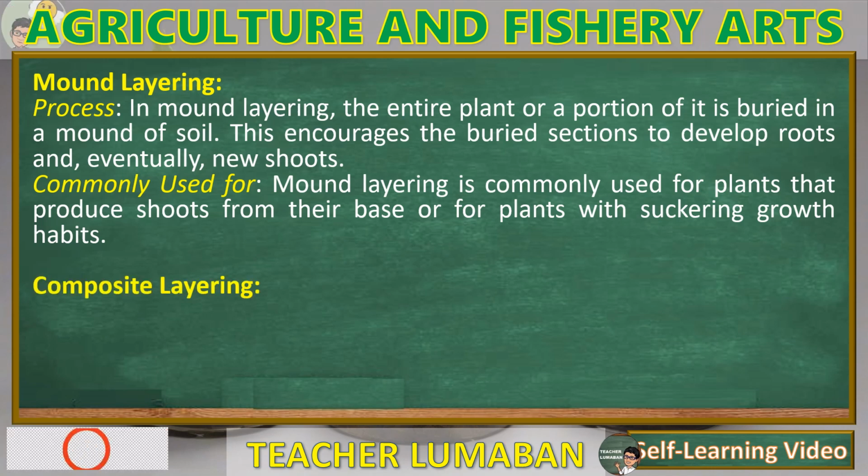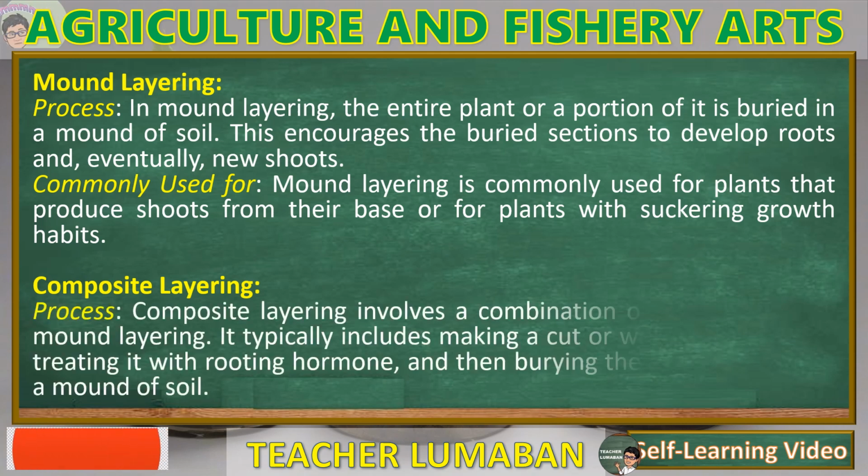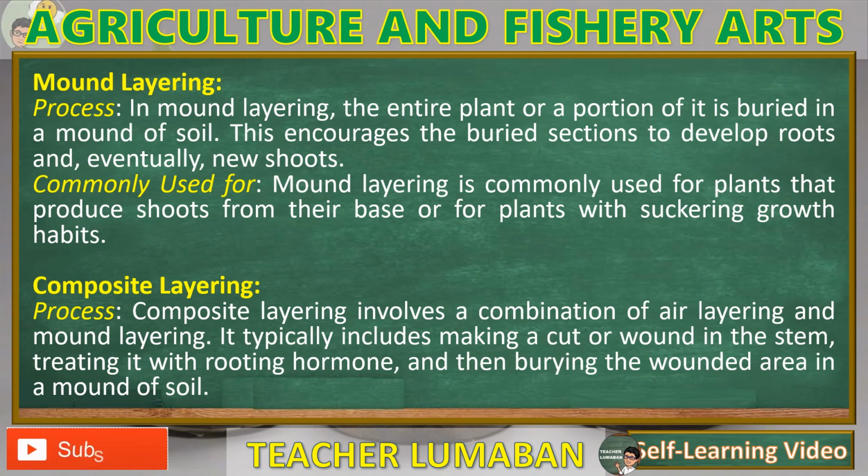Composite layering. Process: composite layering involves a combination of air layering and mound layering. It typically includes making a cut or wound in the stem, treating it with rooting hormone, and then burying the wounded area in a mound of soil.